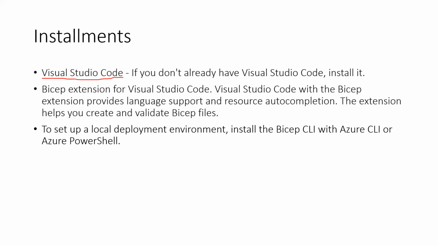Once you have Visual Studio Code installed on your machine, you need to add the Bicep extension. You will get it in the Visual Studio Marketplace, which I'm going to show you when I open my Visual Studio Code. And for local deployment, you need to install Bicep CLI along with the Azure CLI or PowerShell. With these two command tools, you can deploy your Bicep file. That is how we're going to have our development environment ready.